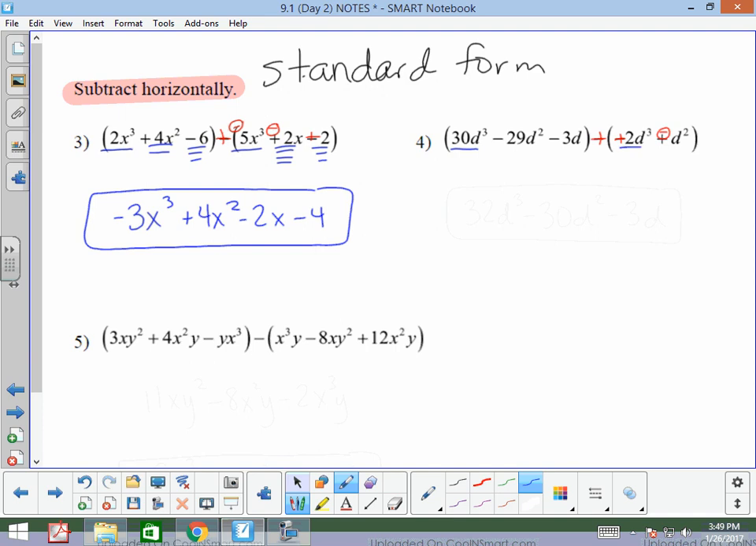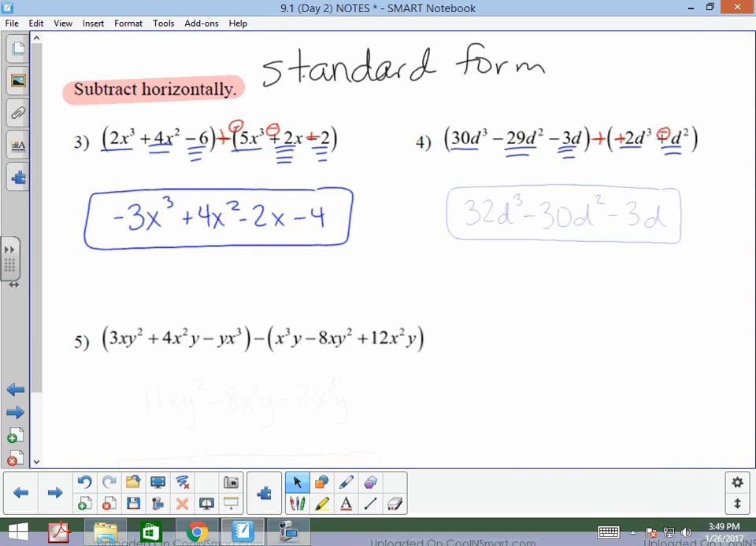We have 30d cubed and positive 2d cubed, negative 29d squared and negative d squared, and then we just have negative 3d. All right, so combining like terms, 30d cubed plus 2d cubed would be 32d cubed. Negative 29d squared and negative d squared would be negative 30d squared.